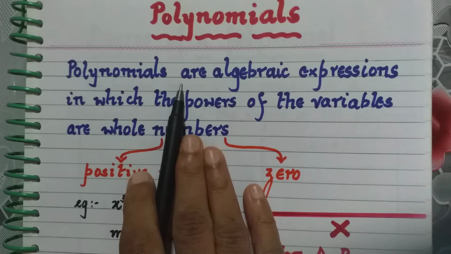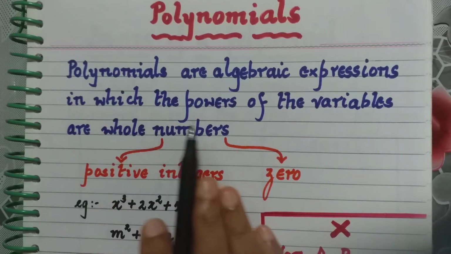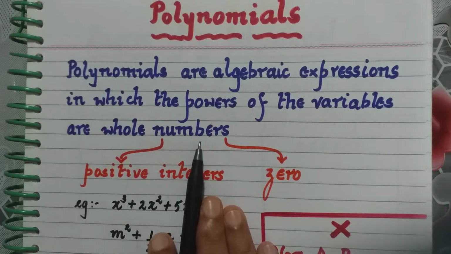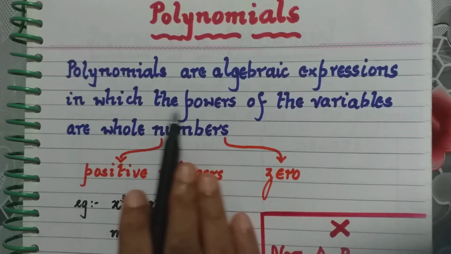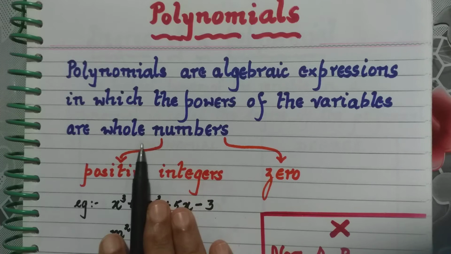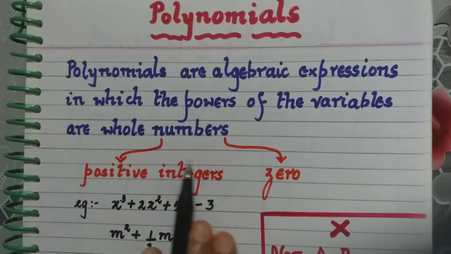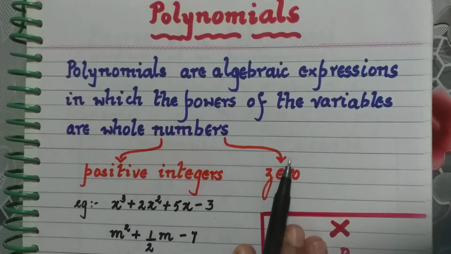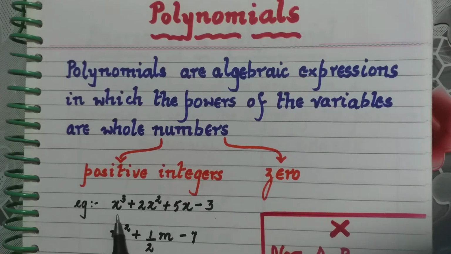So, what are polynomials? They are algebraic expressions in which the powers of the variables are whole numbers. So, if the powers of the variables are whole numbers, what values can the powers take? Either they can be positive integers or they can be 0. Now, look here, the example.